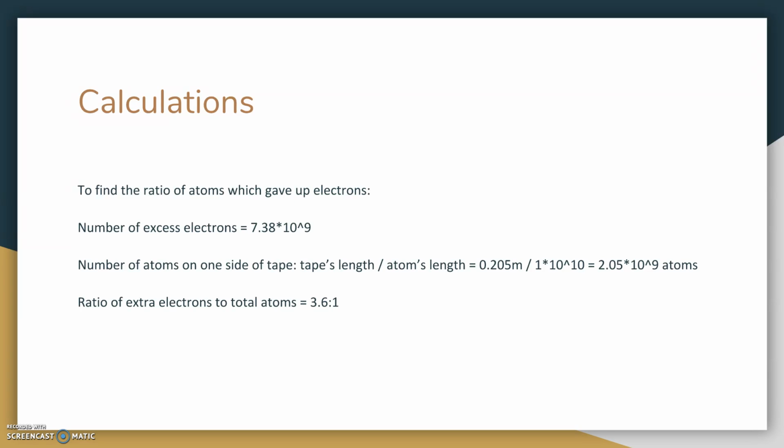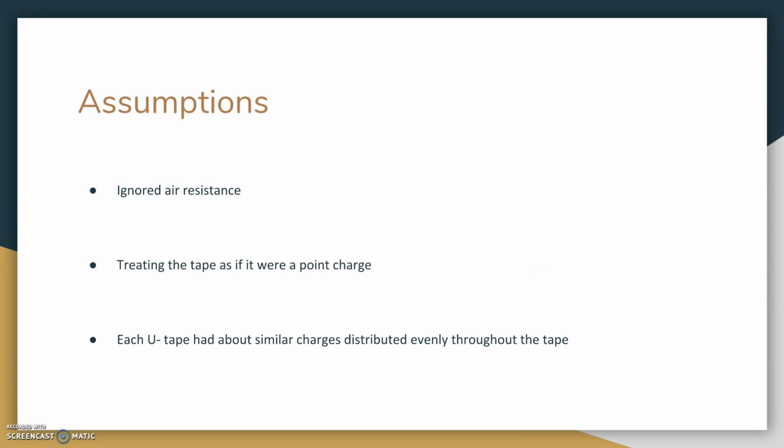And then the ratio of extra electrons to total atoms I found to be 3.6 to 1. Some assumptions that I used during my calculations was that I ignored air resistance, and that comes into effect when thinking about the forces acting on the tape. I just wanted to find the electric force and gravitational force, so that's why I ignored air resistance.